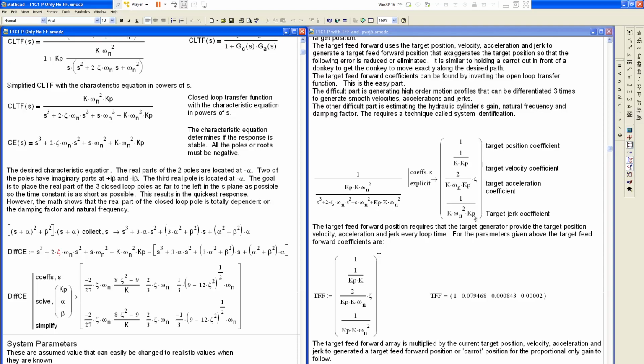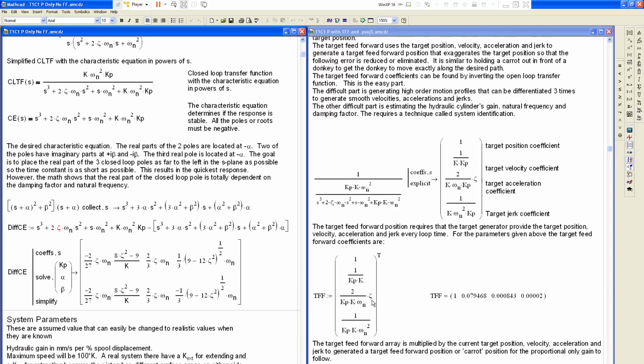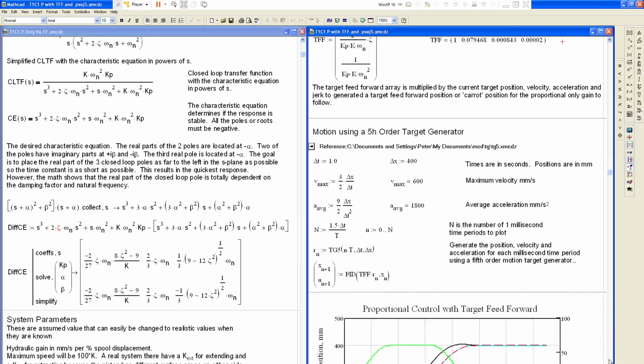And this assumes that you have a motion generator that will generate a smooth position, velocity, acceleration, and jerk. And basically, my target feed forward is this matrix right here, which has these values. So when I multiply the target feed forward times the target position, that's what's different between, let's go down here again.